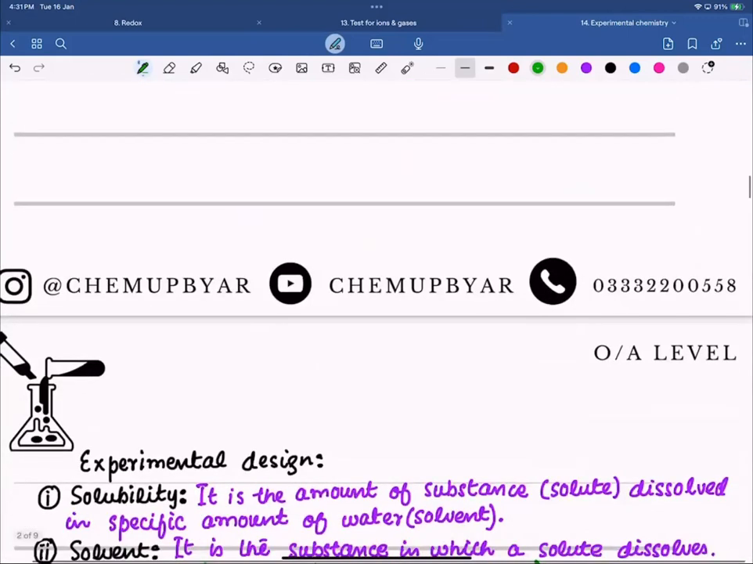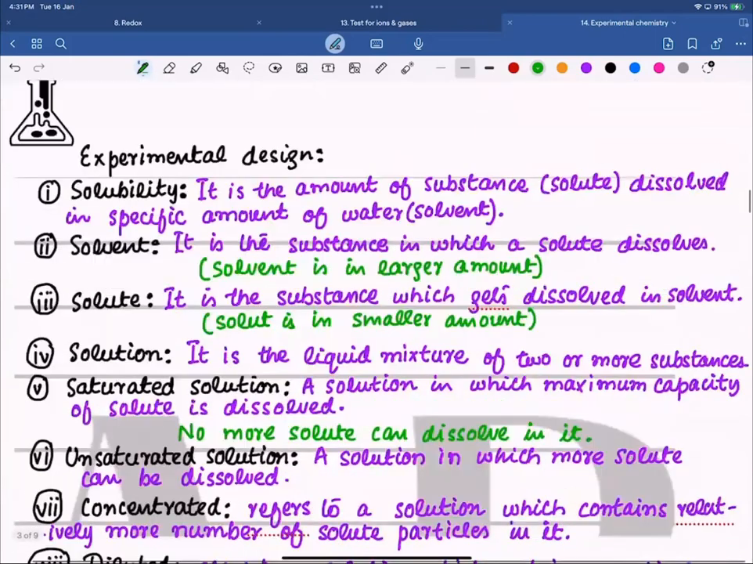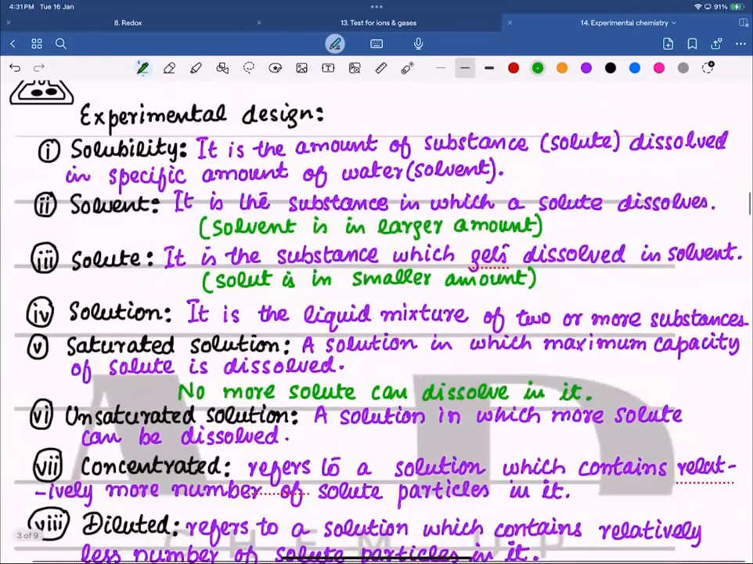Now we have experimental design. So you need to get familiar with a few terms before we discuss experimental design to separate different substances. Okay, so the first one is solubility.